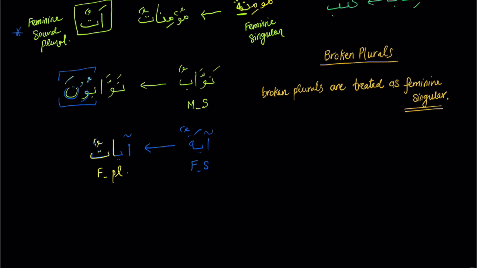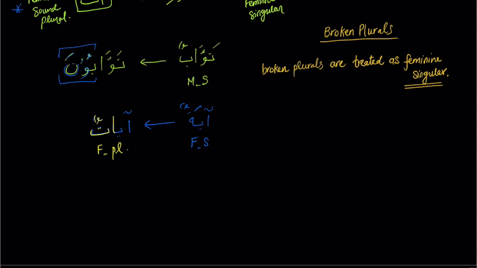Let me give you an example to make this much more clear. So for example, the word kutub. Kutubun is the plural of the word kitab. So this is a plural. This is a broken plural. It's a broken plural because it's not following one of the sound plural patterns that we learned. So it is going to be treated as feminine and singular.